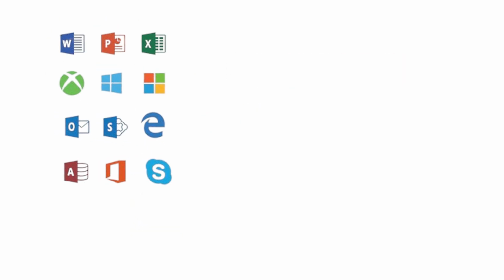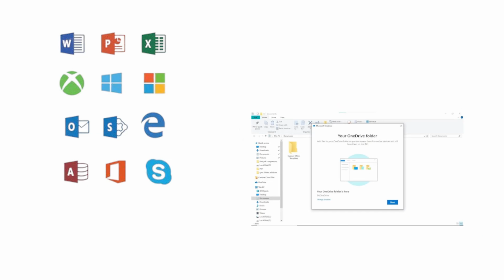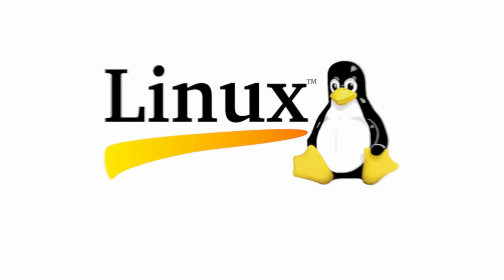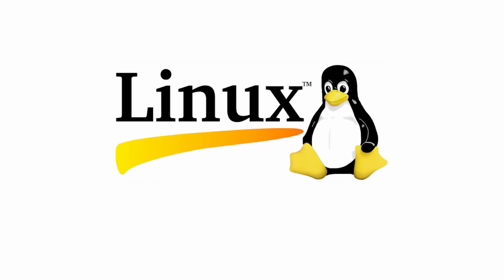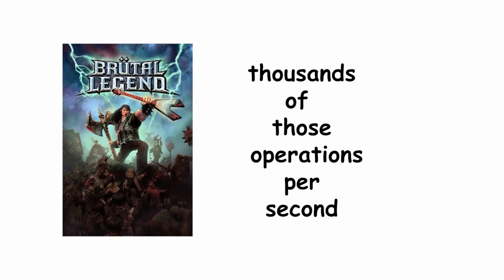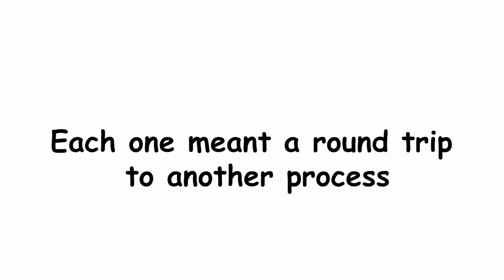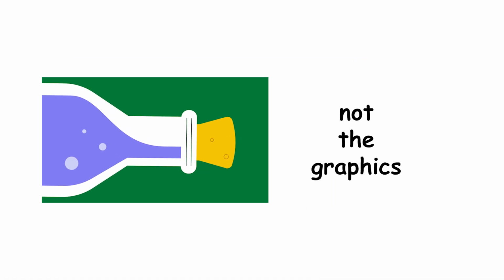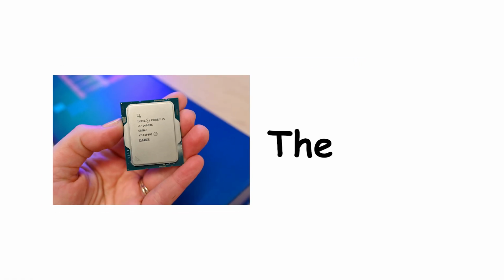Windows programs coordinate their threads using synchronization objects built into the NT kernel. Mutexes, semaphores, events. Linux has no exact equivalent. For years, Wine approximated them by routing every one of those operations through Wine server. A heavily threaded game can perform thousands of those operations per second. Each one meant a round trip to another process. That was the bottleneck. Not the graphics, not the CPU, the waiting.